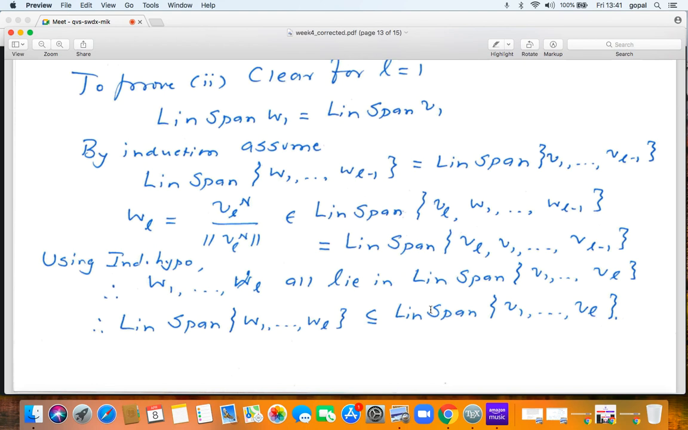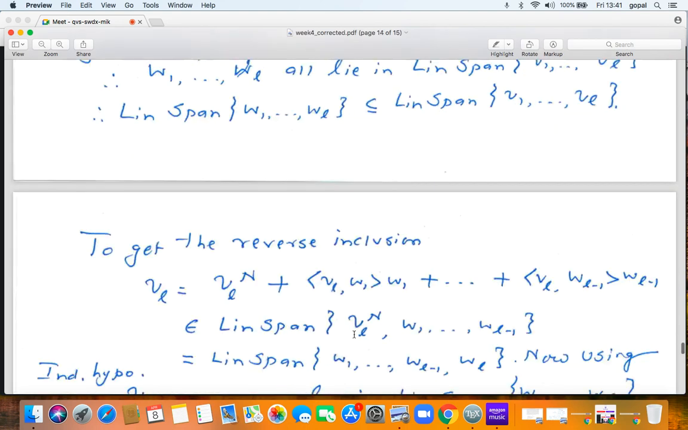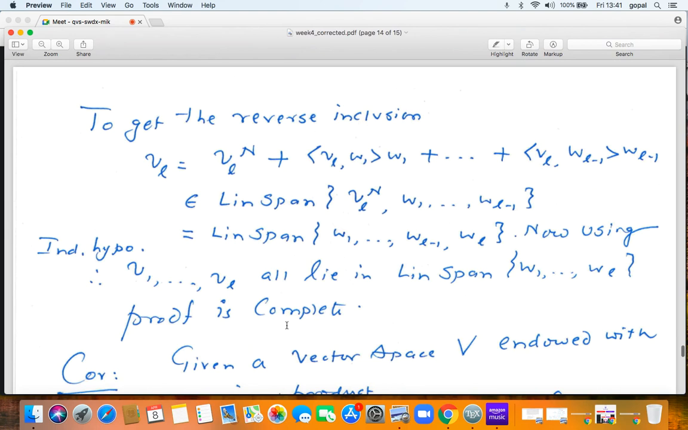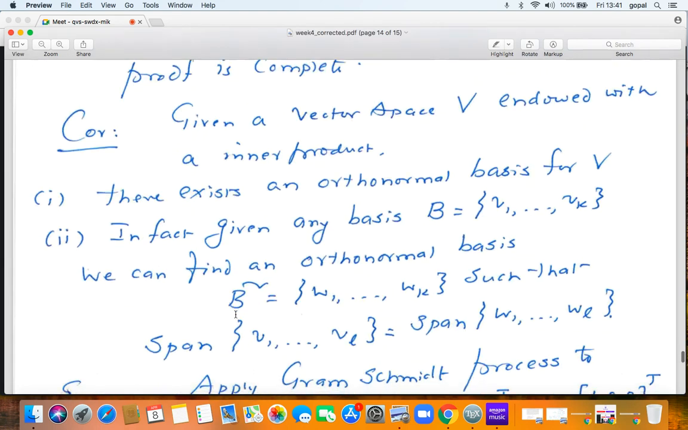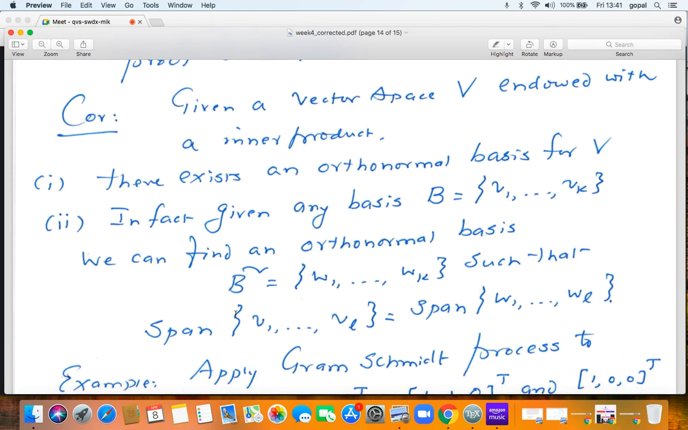Because if you do that, then we can short circuit the proof and we can stop here. And this argument is not required. But this argument is very elementary and easy, so there is no harm in giving a complete argument independently. So now, given a vector space V endowed with an inner product, I can find an orthonormal basis.